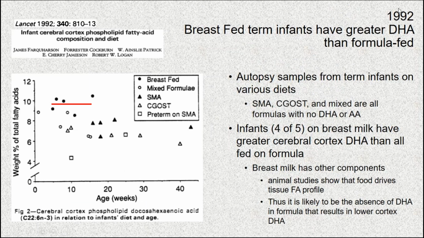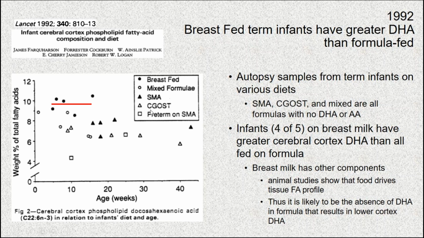More data from the early 90s. There were two sets of researchers who looked at the levels of DHA in the brains of autopsy specimens from human infants that were either breastfed or formula fed. Now, this slide also serves for me to re-emphasize that in the United States anyway, we did not have DHA in infant formulas until 2001, and I'll comment on that later.